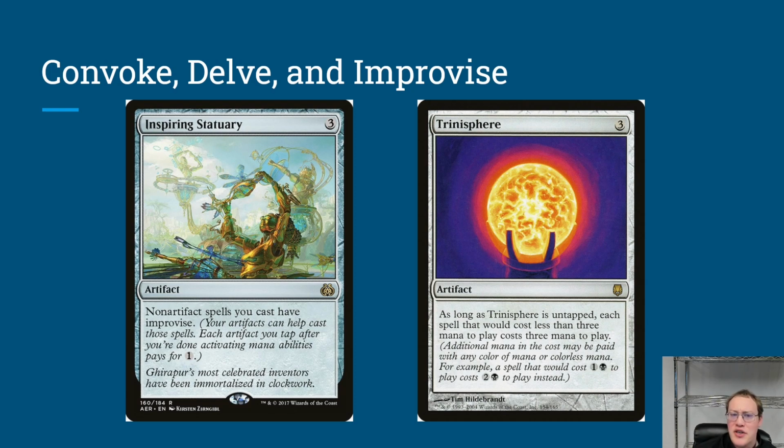And the reason that you might think that that might even be possible is if you look at what Trinisphere says, and it says as long as Trinisphere is untapped. So that's kind of interesting. A lot of people don't catch that because it's not going to be tapped very often.